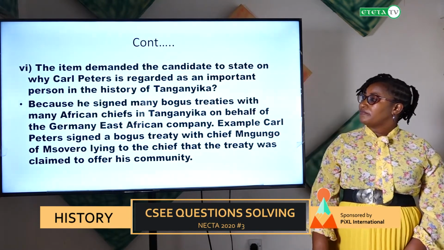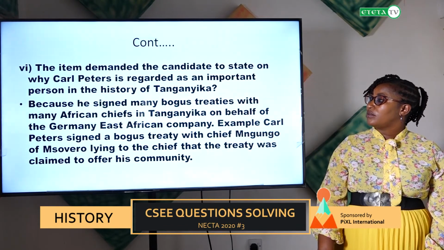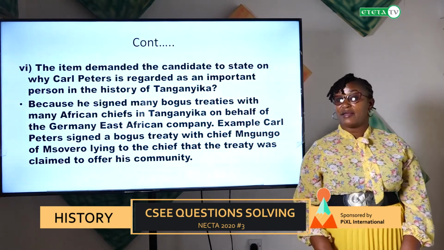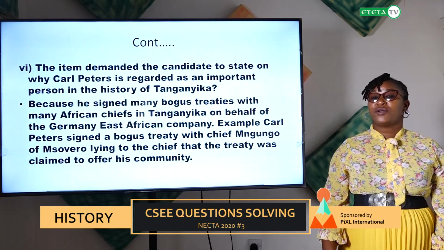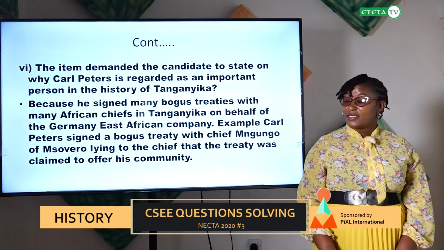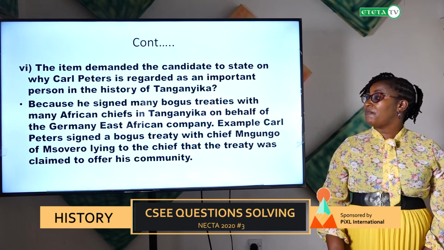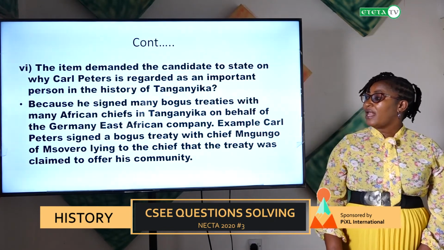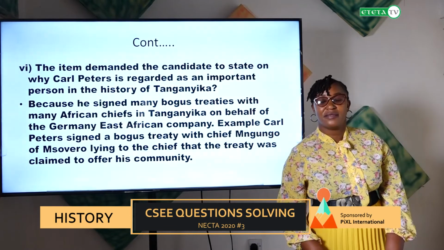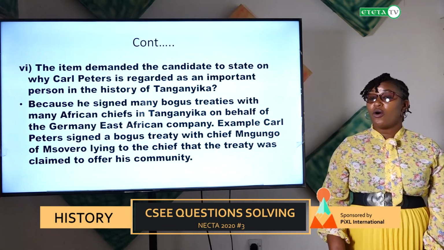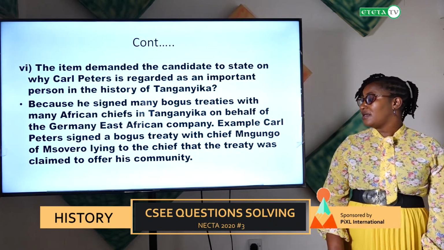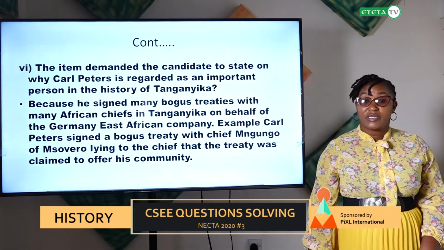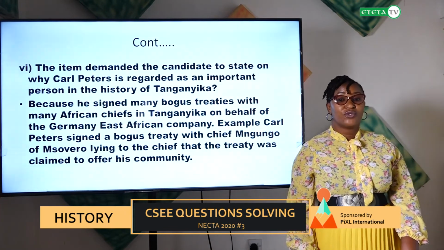Item number 6 demands the candidate to state why Karl Peters is regarded as an important person in the history of Tanganyika. He is very important because he signed many bogus treaties with many African chiefs in Tanganyika on behalf of the German East African Company. Karl Peters signed the bogus treaty with Chief Mangungo of Msovelo, lying to the chief that the treaty was meant to benefit his community, while it was not. Now, this is the mode which required the candidates to answer shortly.